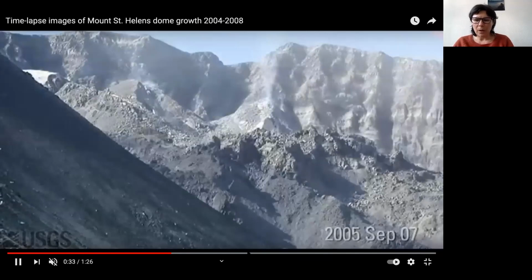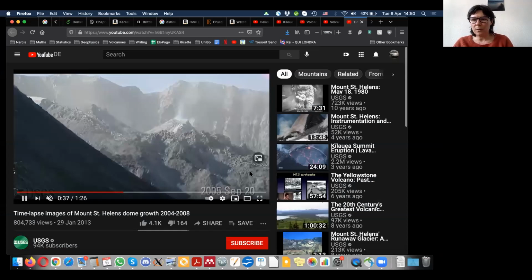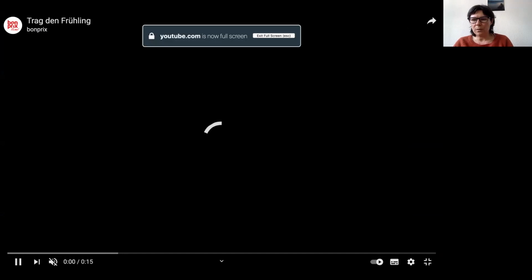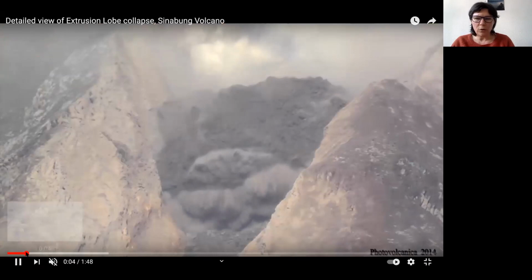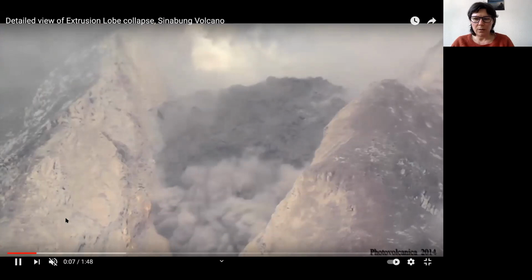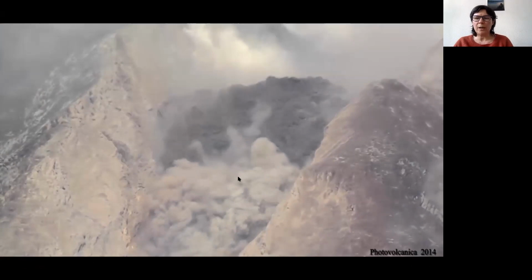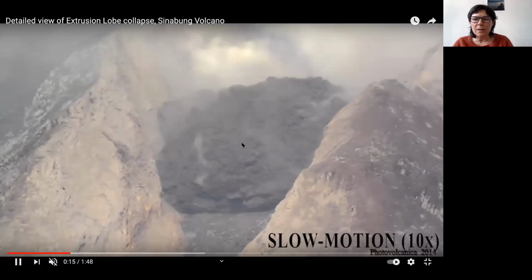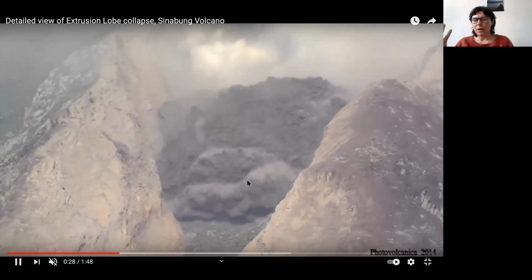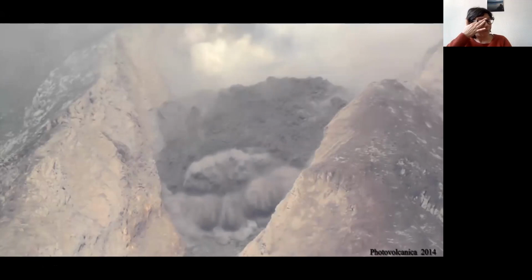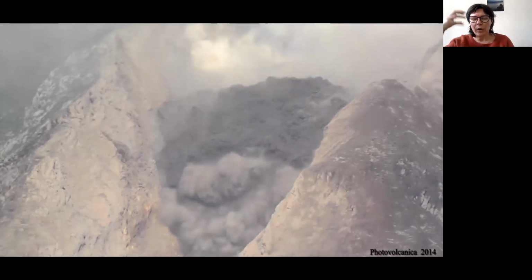A lava dome collapse. Sinabung volcano in Indonesia. Okay, so here you see the dome that is collapsing, okay? And you see how it first starts as just a few cracks and then simply doesn't hold anymore. And you see that it collapses and generates so much gases and ash particles in the atmosphere. And then they flow together with a more solid material underneath.